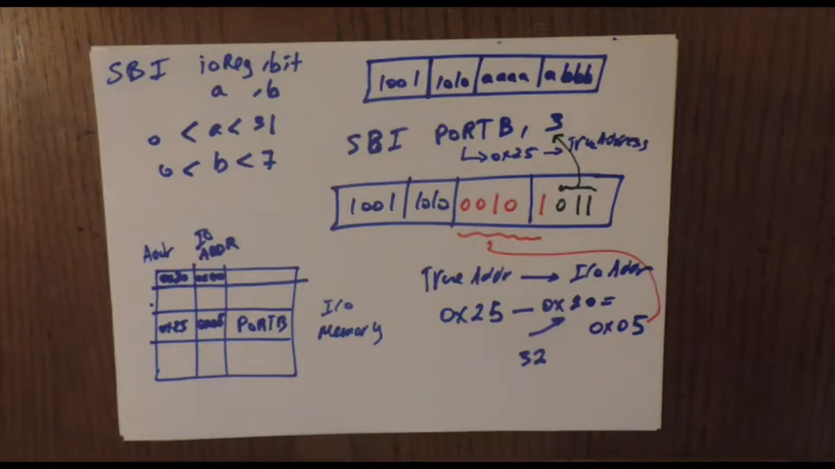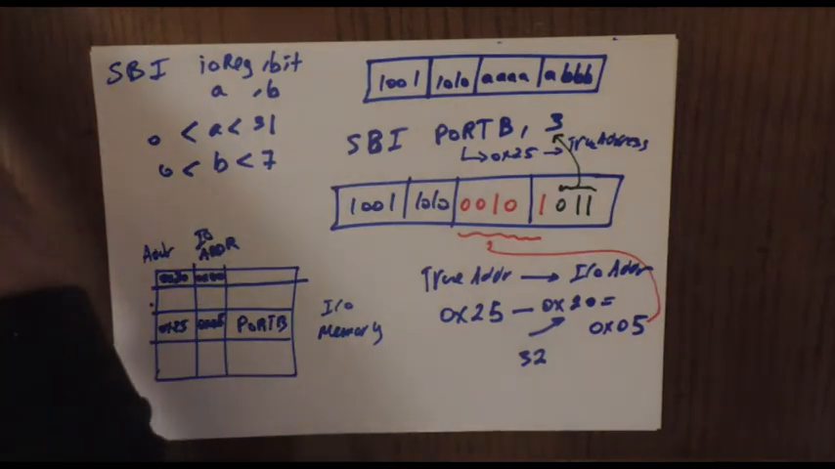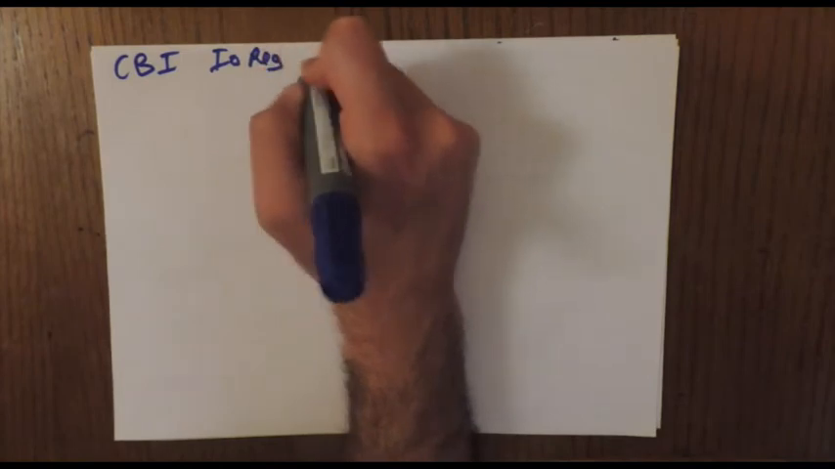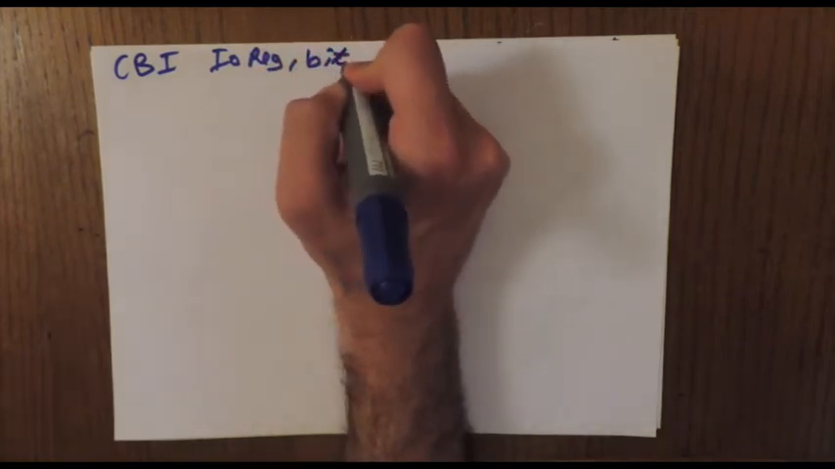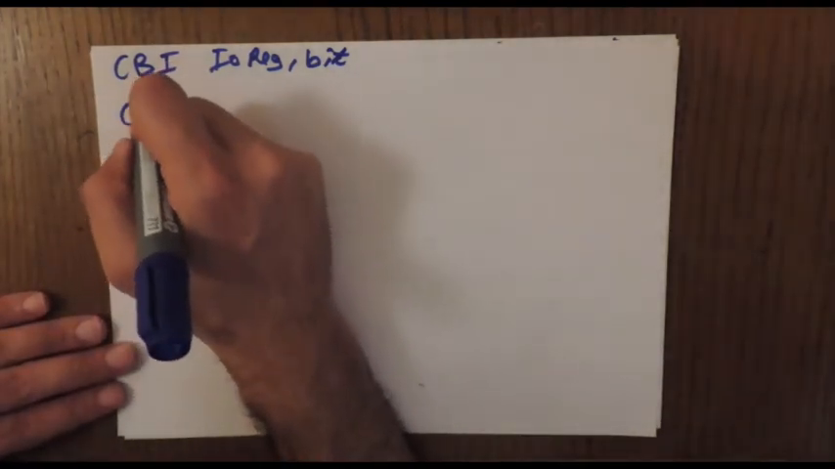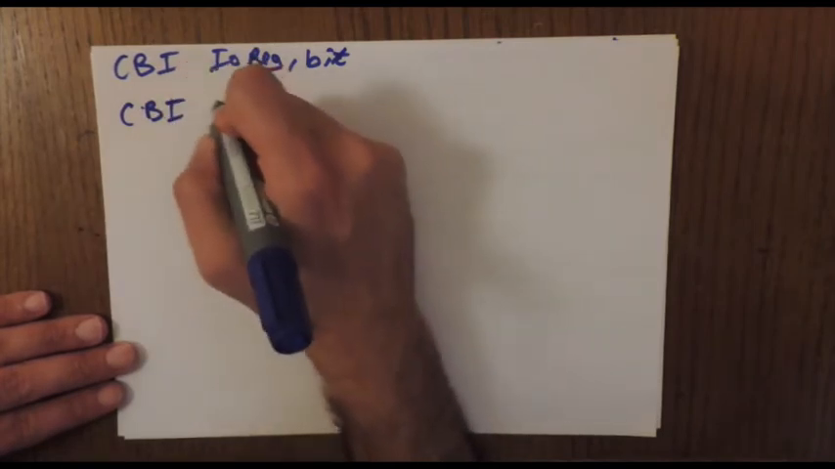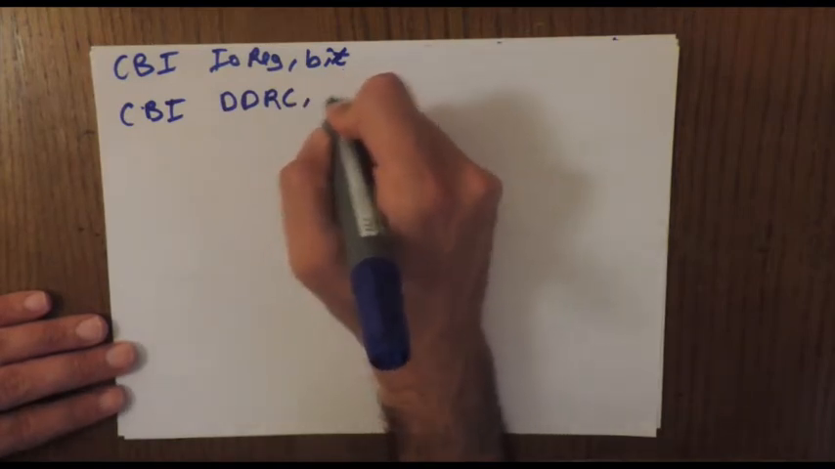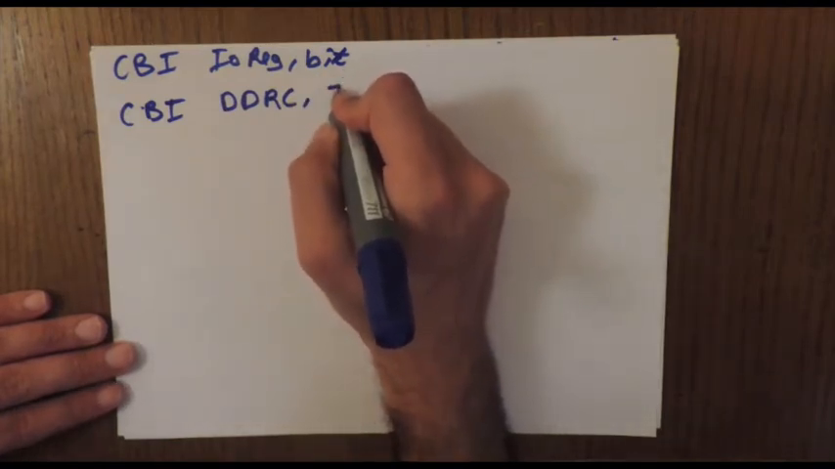So let's take another example with another register, and this time we're gonna use CBI. So the case for CBI is similar to the case for SBI, and CBI takes the IO register and bit number. So in our case, we're gonna take, say, CBI DDRC, comma, let's say pin 7.